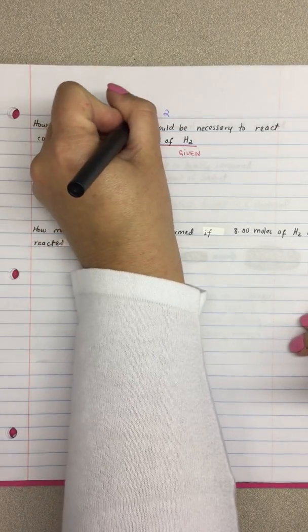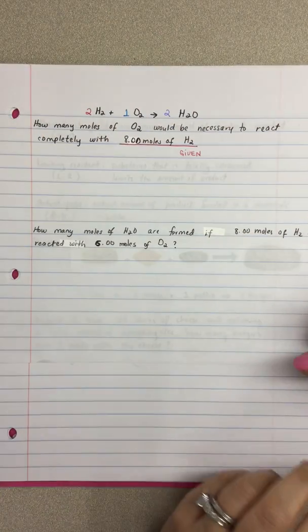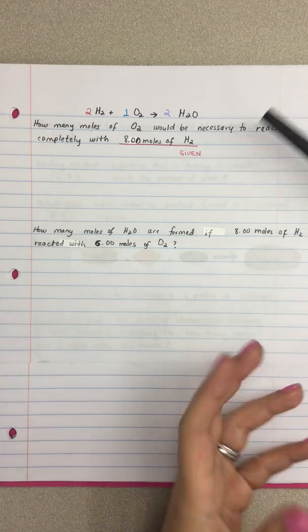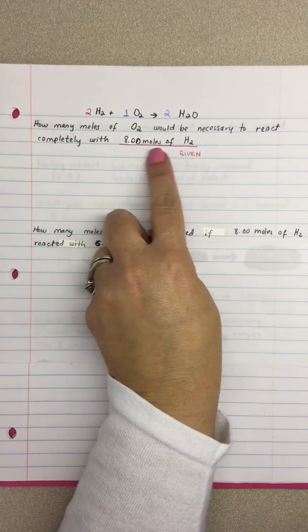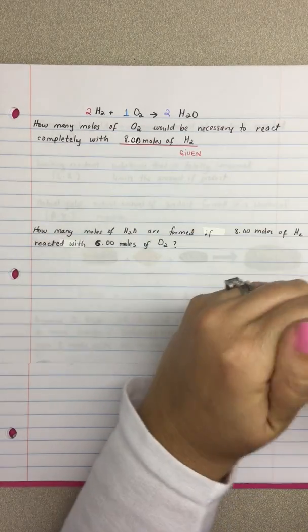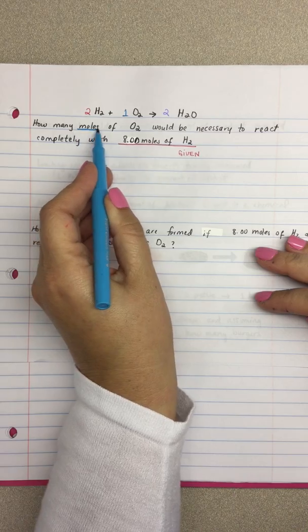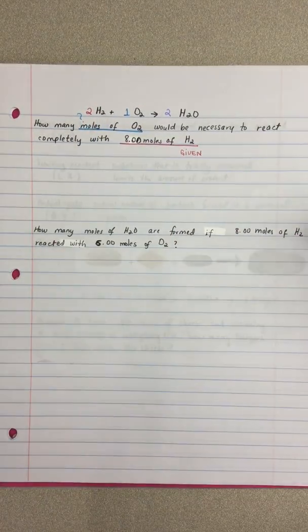H2 plus O2 giving H2O. Okay, so it's the same reaction that we were using. You're given your moles of hydrogen and you're trying to find out moles of oxygen. In the previous problems, you had an excess of oxygen.